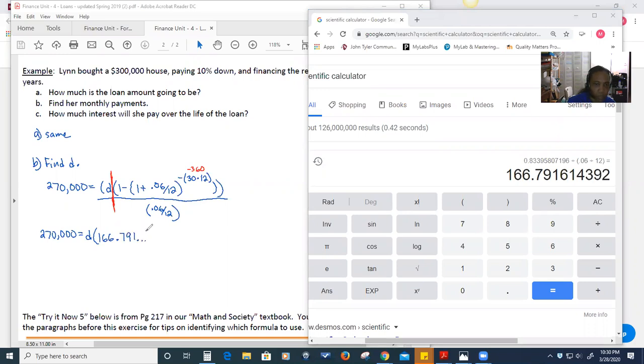166.791... So we keep that in our calculator, okay? And then now to solve for D, we just divide the 270,000 by this number that's in our calculator already. So we take the 270,000 and divide it by the answer we just got. So this is where we use that answer key on your calculator. It comes in very handy.